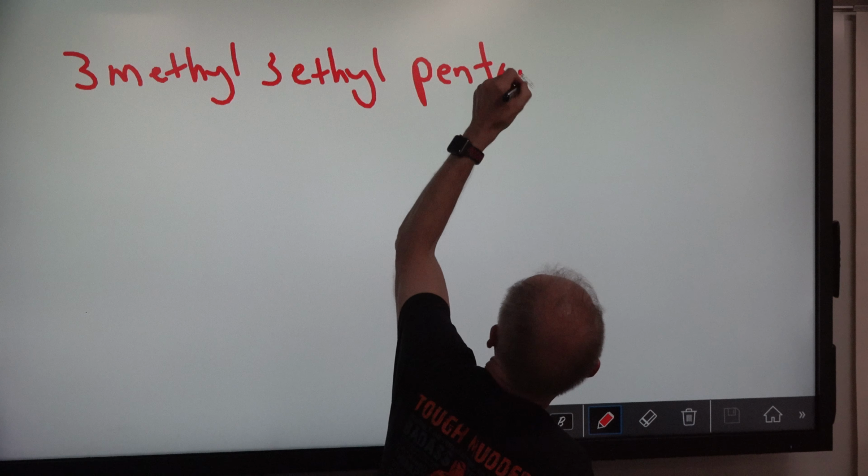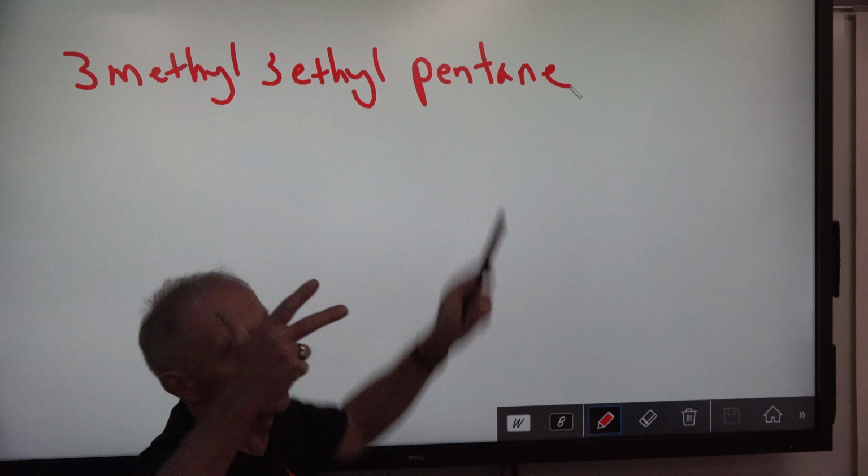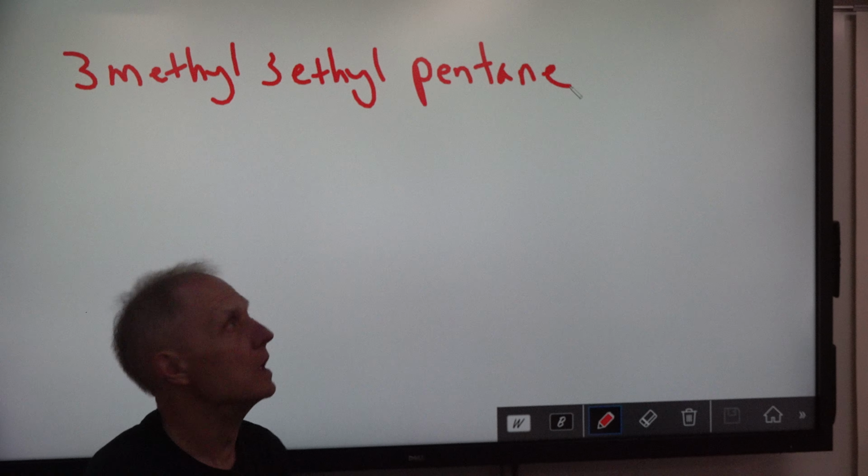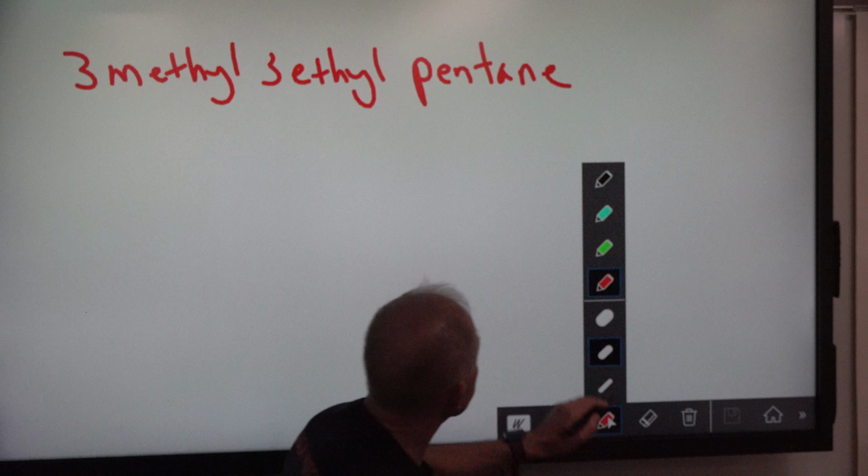Yeah, because look how many carbons there are. There's 1 carbon in a methyl. There's 2 carbons in an ethyl. That's 3 carbons so far. And then there's pentane, which is 5. That's 8 total. So how would I build this?